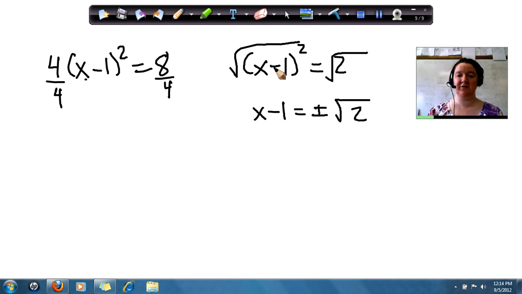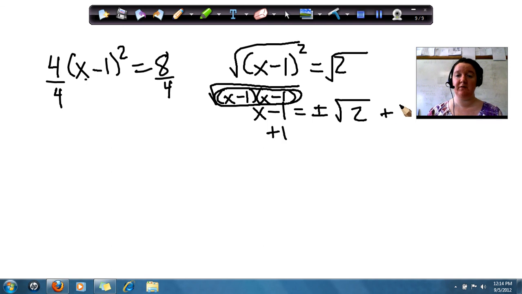Now, in here, you can imagine this was the square root of x minus 1 times x minus 1. And just like any other factors, we saw a pair, we pulled one of them out. Now we have to move that 1 over to the other side, so we're going to add 1 to the end. So x is going to equal plus or minus square root of 2 plus 1. Now that plus 1 part is not underneath the root.